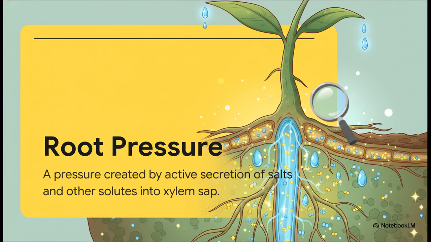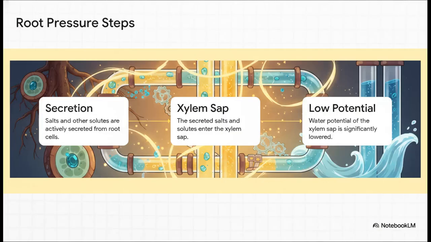It's called root pressure. Basically, this is a pressure created by the active secretion of salts and other solutes directly from the root cells and into the xylem sap. See, the plant isn't just passively sitting there soaking up water like a sponge. No, it's actively pumping out salts and solutes, intentionally altering the chemistry inside its own plumbing system. Let's break down exactly how this mechanical underground engine builds, step by step.